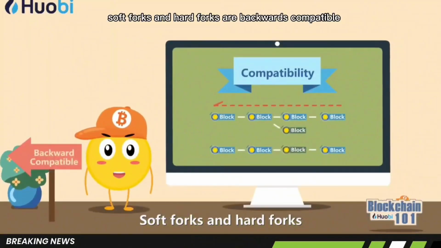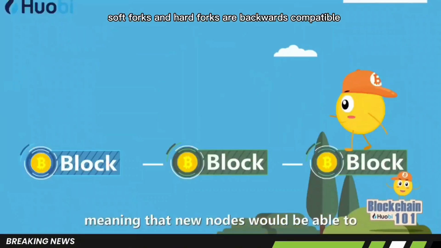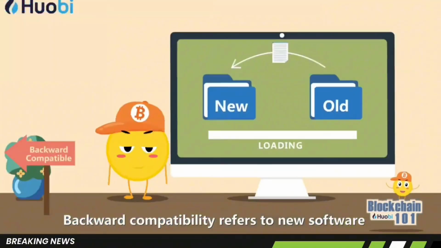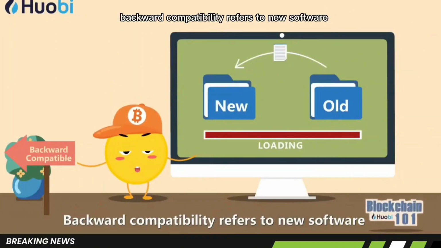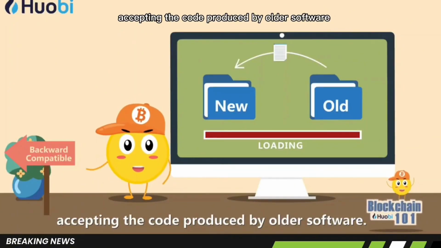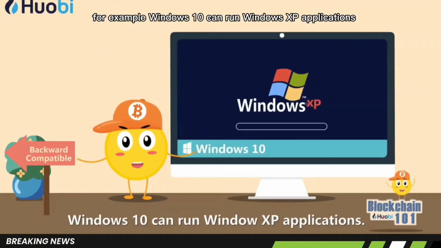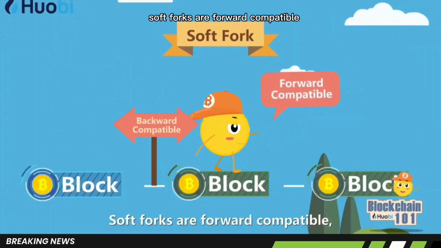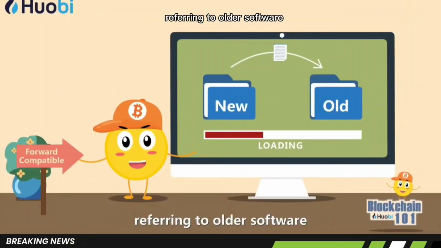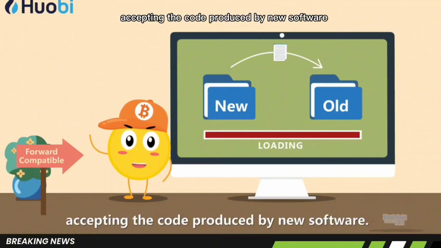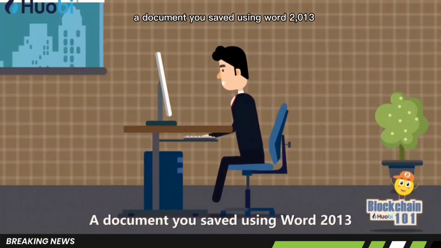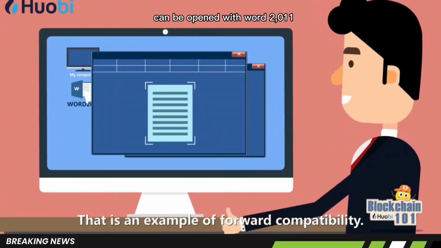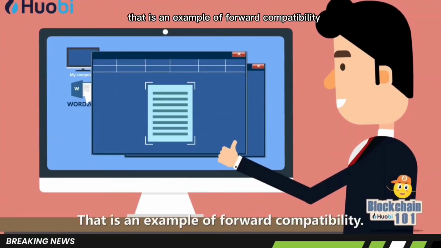Hard forks are backwards compatible, meaning that new nodes would be able to verify the blockchain from scratch. Backward compatibility refers to new software accepting the code produced by older software. For example, Windows 10 can run Windows XP applications. Soft forks are forward compatible, referring to older software accepting the code produced by new software. A document you saved using Word 2013 can be opened with Word 2011. That is an example of forward compatibility.